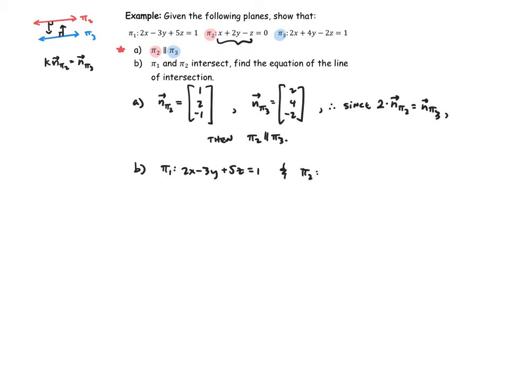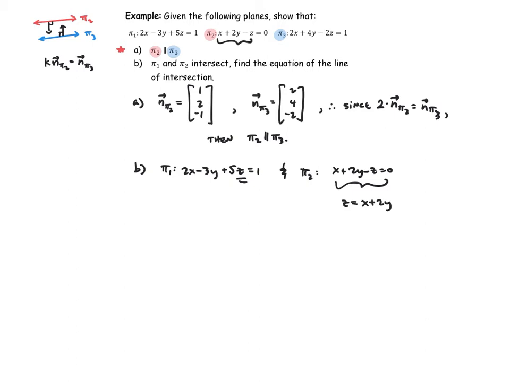Pi 2, x plus 2y minus z is equal to 0. Okay, so the first thing that we want to do is isolate a variable, and I'm going to do that in pi 2. I'm going to isolate z. Z is going to equal x plus 2y. And I'm going to plug that in for z in the other equation.